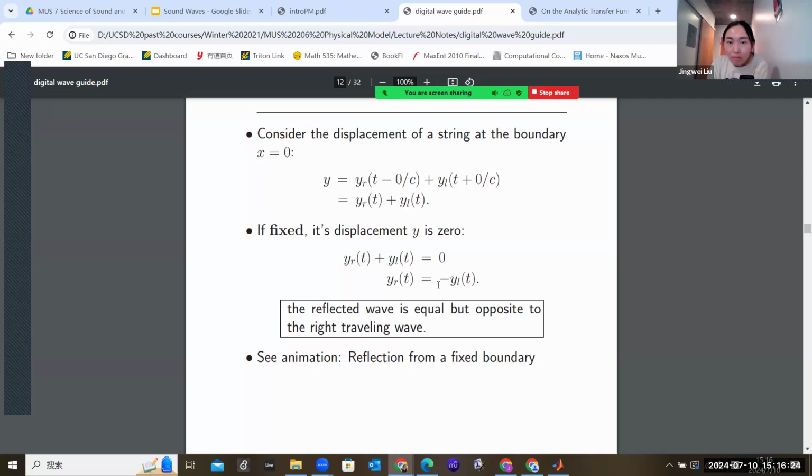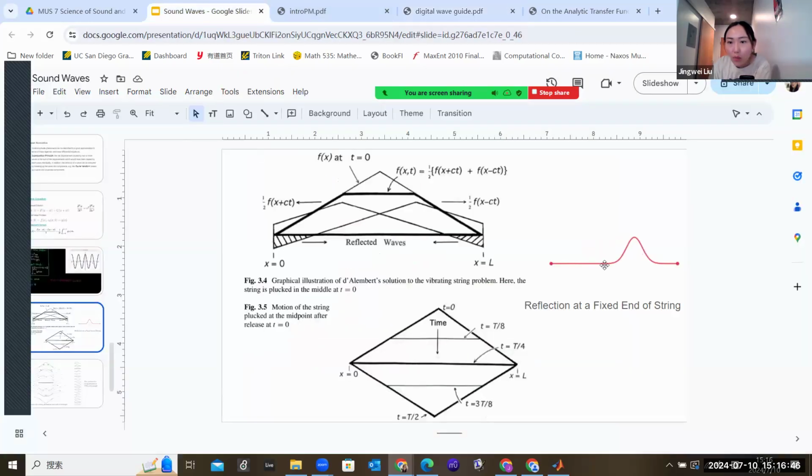This is reflection with a change of sign, which means when the right traveling wave hits the boundary, it will be reflected, but at the same time its value will be negated. And this is why we are seeing this picture here: when the wave reflects, it changes direction and changes sign.